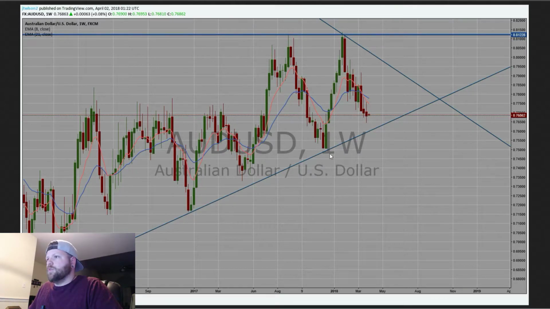I've been staying away from AU. Honestly, I'm waiting to see if we get a retest of this trend line before buying, or just waiting for potential reversals on higher time frames to buy. But that's what last week's candlestick closed as.